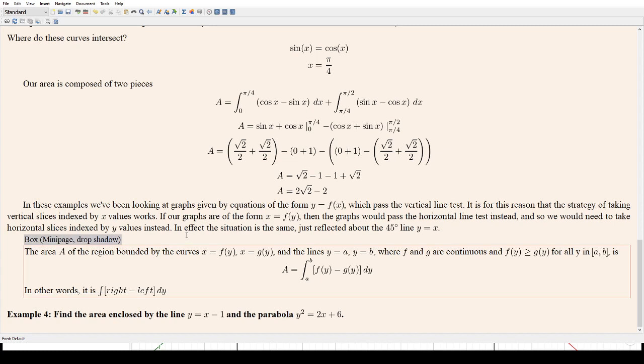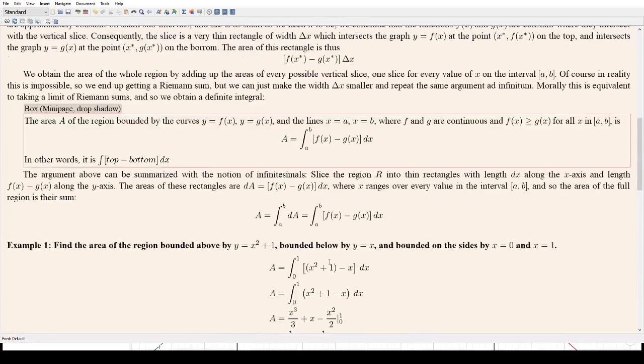However, if our graphs pass the vertical line test, then we take vertical slices. And it's precisely because the graphs pass the vertical line test that taking vertical slices is sufficient to fill up the entire area. If it's the other way around, if we're looking at graphs of the form x equals f of y, then everything would pass the horizontal line test, so we would have to take horizontal slices instead in order to fill up the entire area. So it's the same situation, just reflected about the 45-degree line.